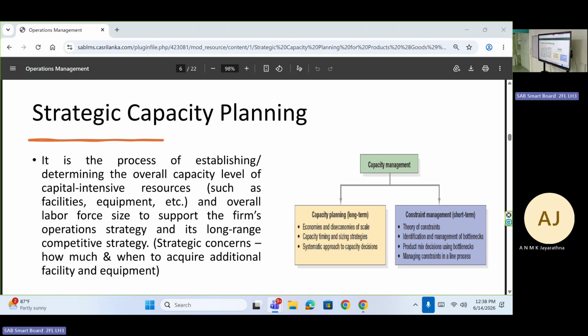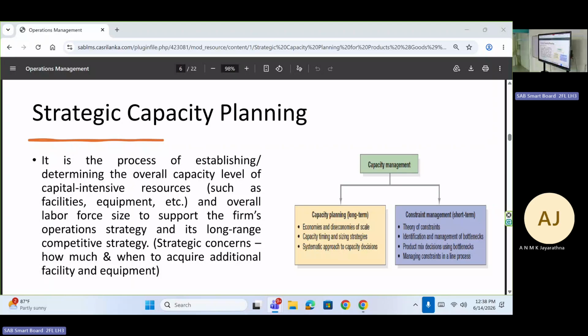Making product mix decision. Making product mix decision. That means bottlenecks, limiting factors. The meaning of bottleneck is limiting factors.